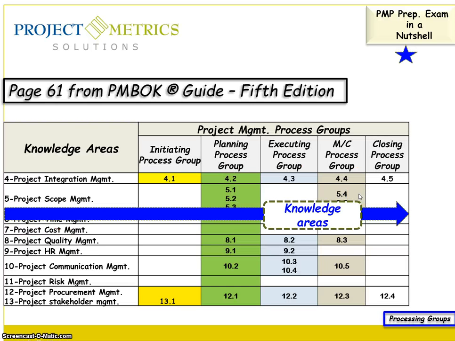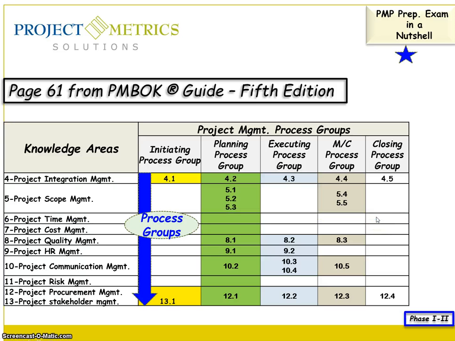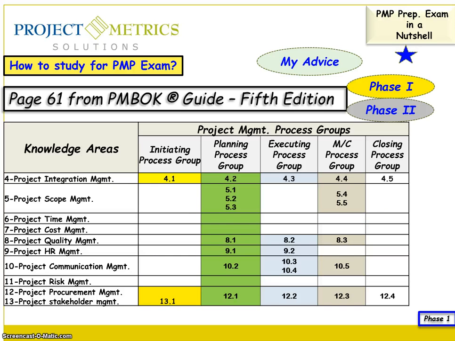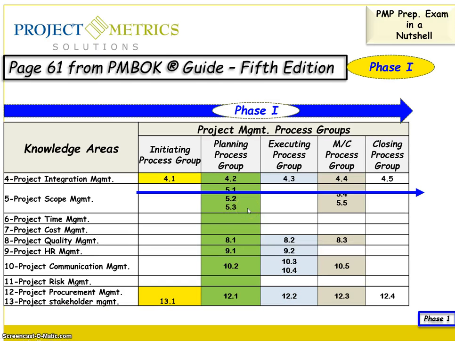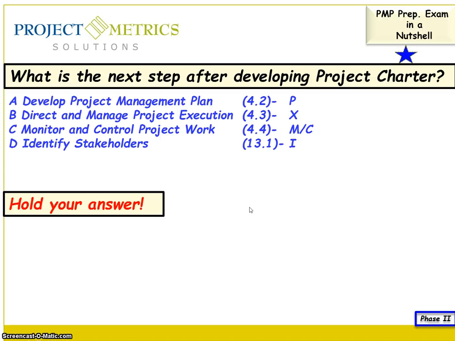Now, for chapter four, this is the knowledge area, and then the process group. I need you to make a strategy, which is to make your study phase one and phase two. In phase one, I'd like you to study all the chapters from four, finish chapter four, and then study chapter five until you finish chapter 13. So you go chapter by chapter. And finishing this, I'd like to make my point.